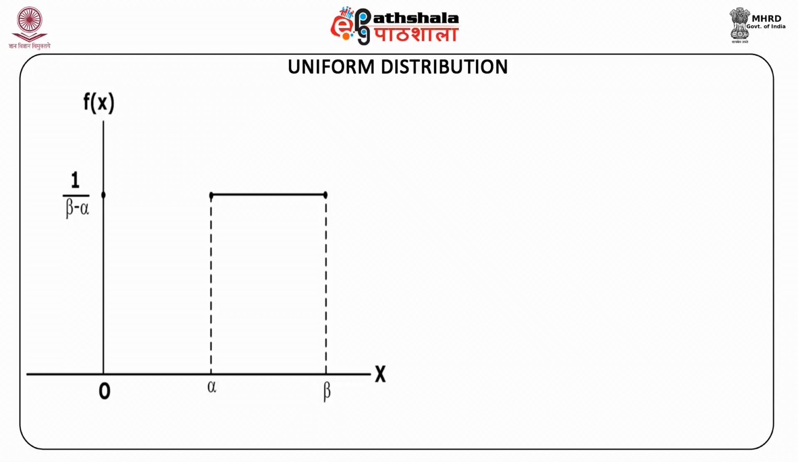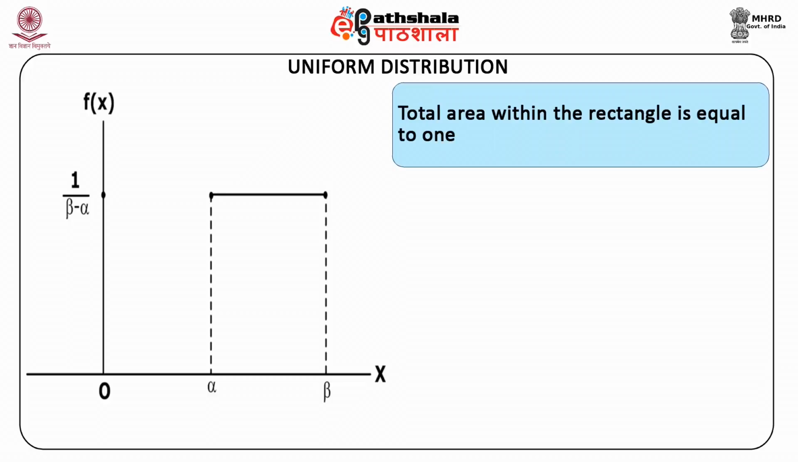In uniform distribution, the probabilities of all the outcomes are the same. Also, the total area within the rectangle is equal to 1. The probability at any point x within the interval alpha, beta is equal to 0.